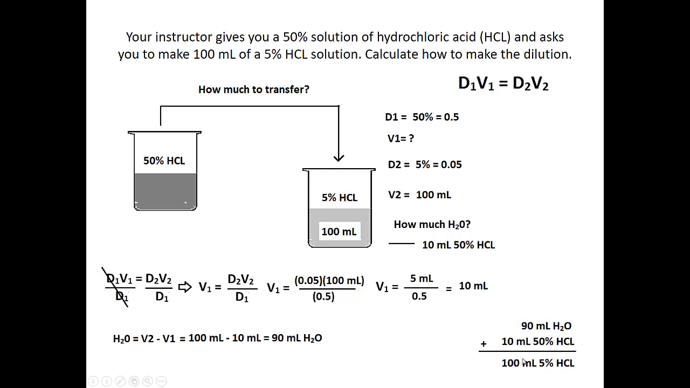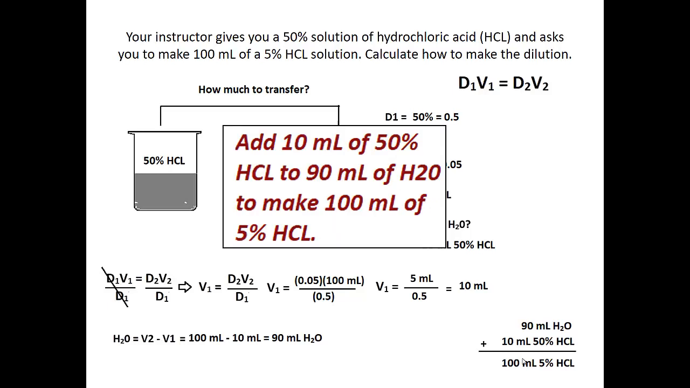The explanation there: add 10 mLs of 50% hydrochloric acid to 90 mLs of water to make 100 mLs of 5% hydrochloric acid, HCl. All right, I'm going to move on. Rewind if you need to go back over that.